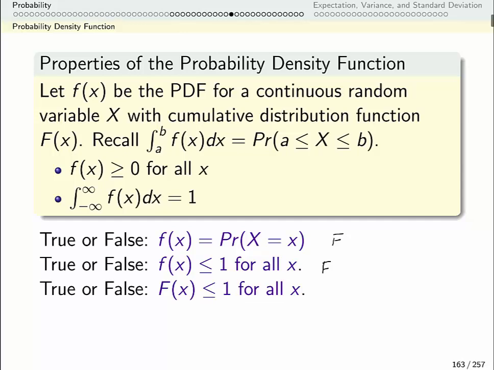Capital F of x is what we use for a cumulative distribution function. This is a probability. This is the probability that my random variable comes back less than or equal to the number x. So this one is true. If you're having a hard time with these, the thing to remember is capital F is a probability, lowercase f is not.